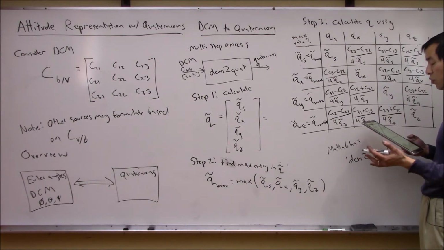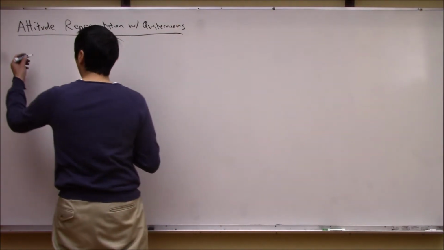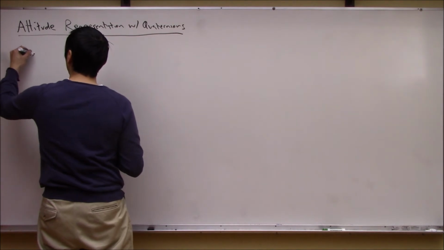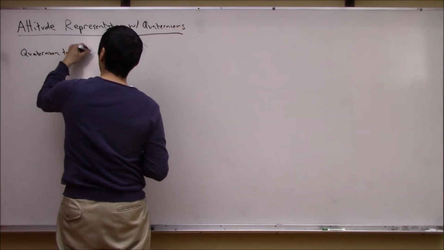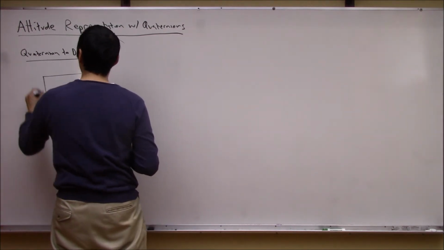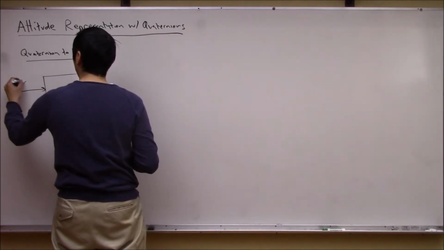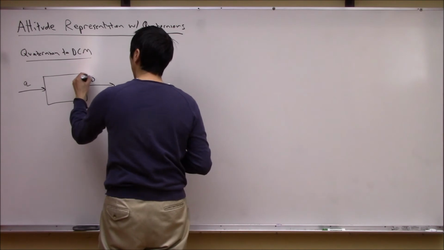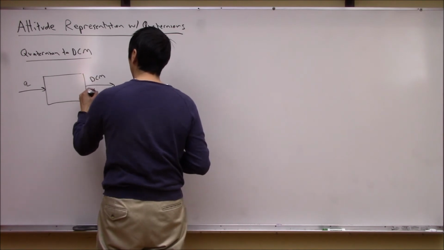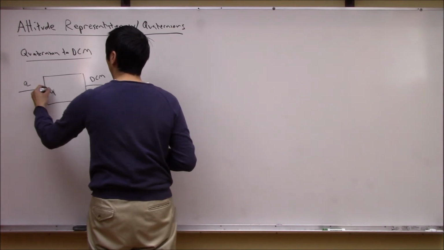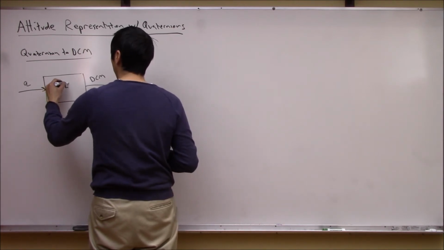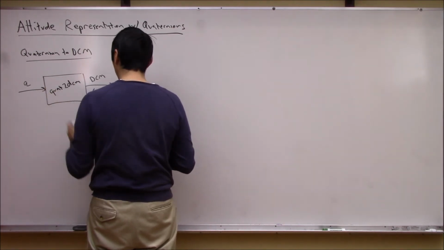All right, how about backwards? What if you had a quaternion and you wanted the DCM? All right, let's go the opposite direction. How about a quaternion to a DCM? Okay, so the idea here is now I've got a quaternion Q. I want the DCM, the CBV, coming out. So I want to go from a quat to a DCM. Okay, how do we do that operation?